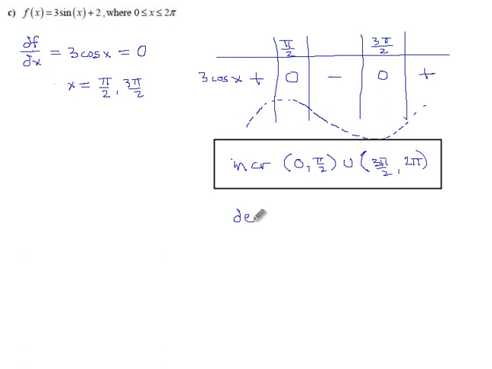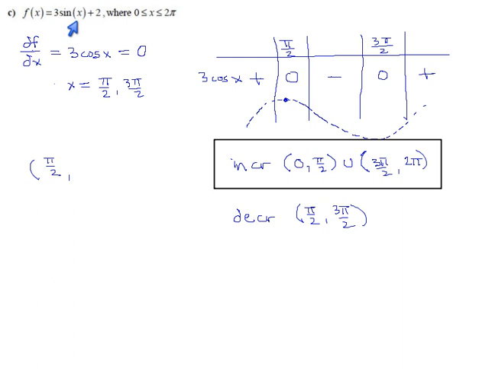We also have an interval of decrease, which is between pi by 2 and 3 pi by 2. Here at pi by 2, we have a local maximum. It goes increasing, flat, decreasing, so that's the top of a hill. And that local maximum would be pi by 2, comma, and how high is our function at pi by 2?